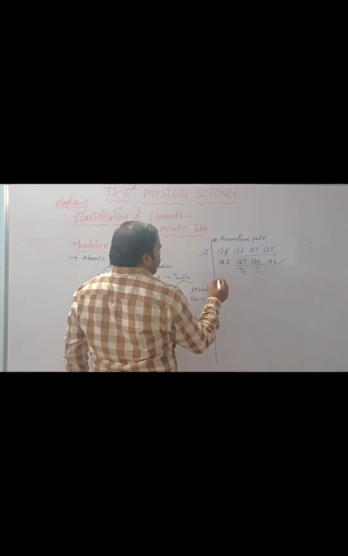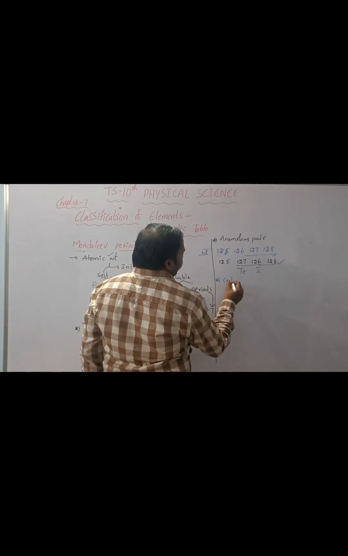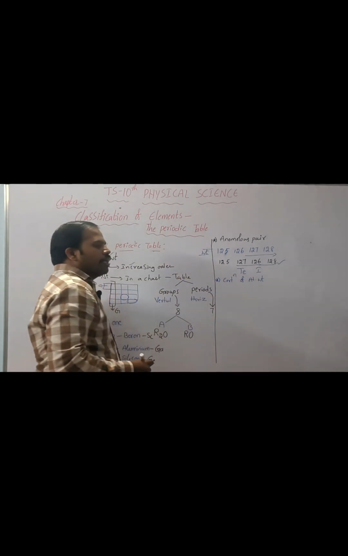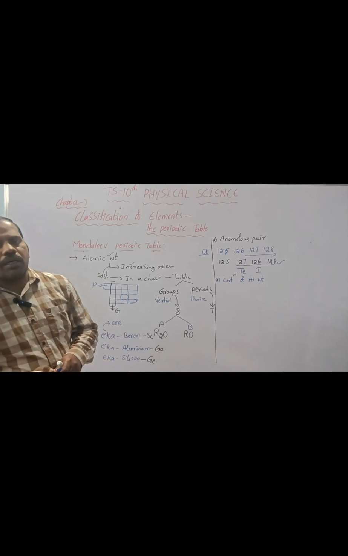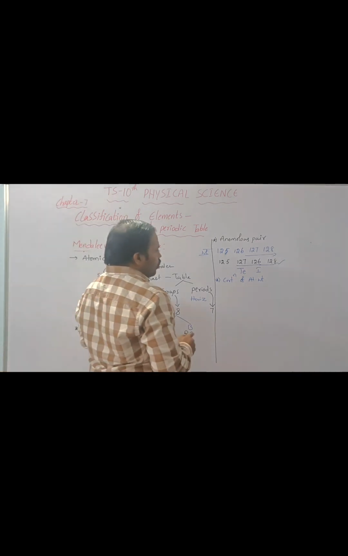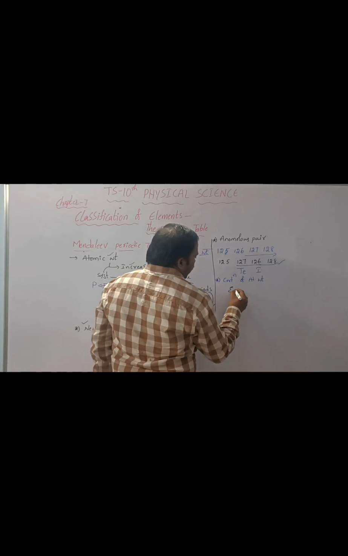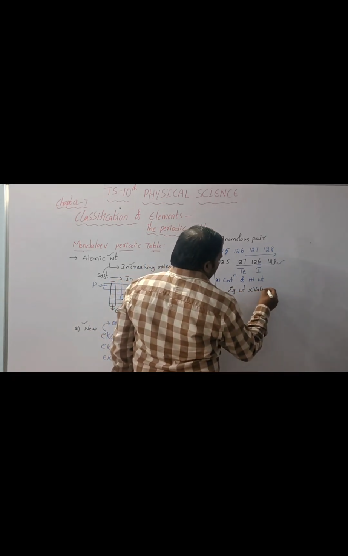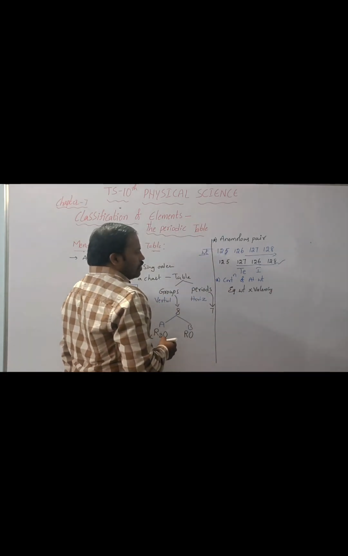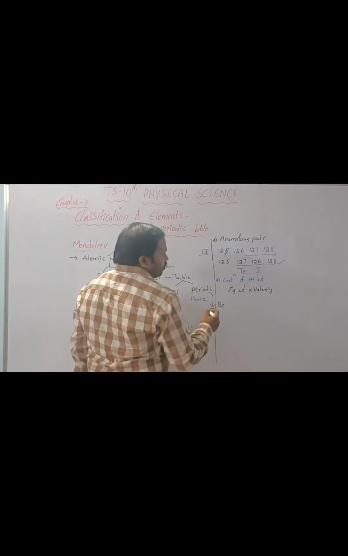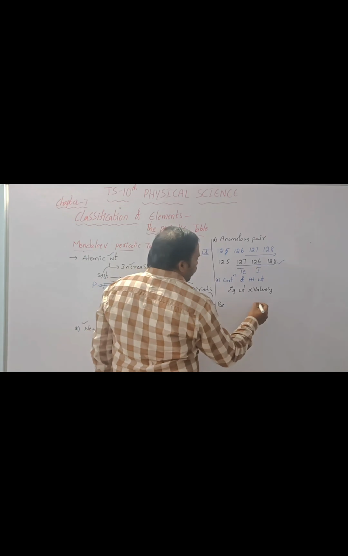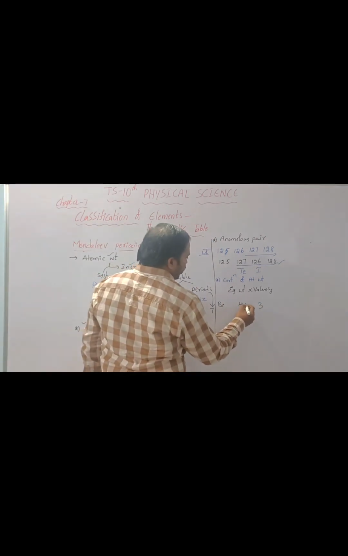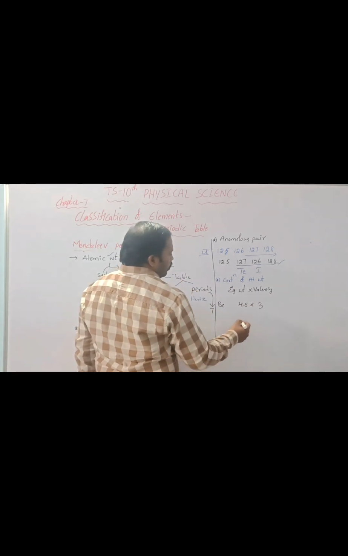Next, he made corrections of atomic weights. He gave a formula for identifying the correct atomic weights of the elements. What is the formula? Equivalent weight into valency. Generally, beryllium valency was considered as 3, and equivalent weight is 4.5. So 4.5 into 3.